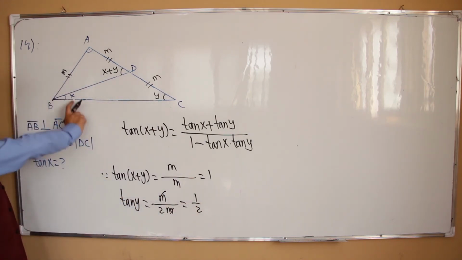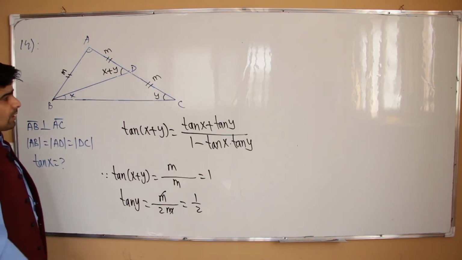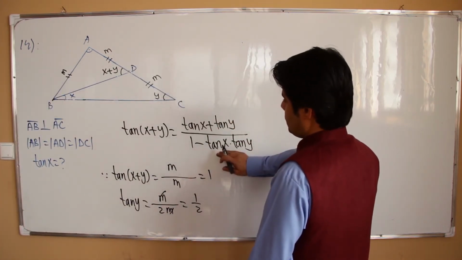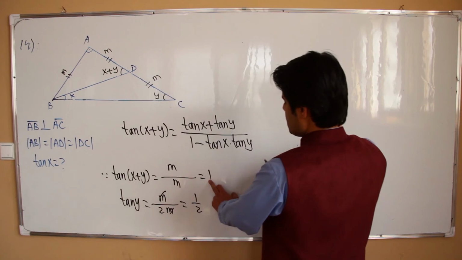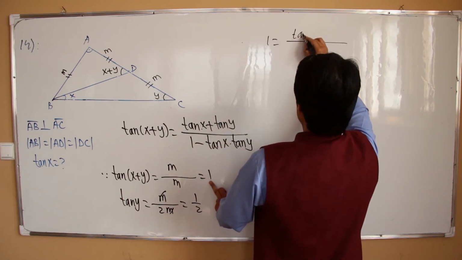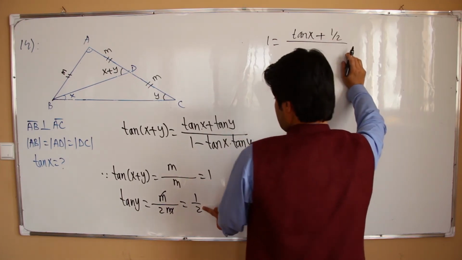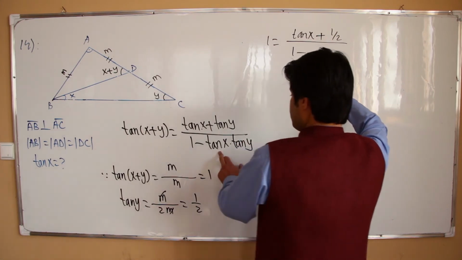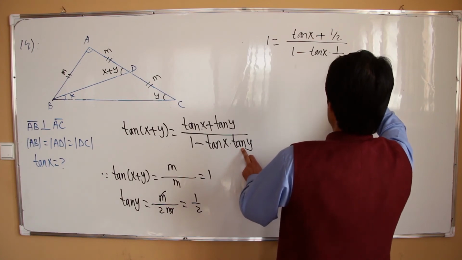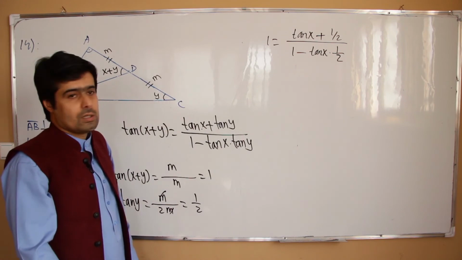If I want to define tangent of x, x is not located in a right angle triangle, hence we cannot define tangent of x directly. So we have to find tangent of x from this formula. Tangent of x plus 1, this one is 1, is equal to tangent of x, we don't know, plus tangent of y, it is 1 by 2. Am I right? Over 1 minus tangent of x, we don't know, and tangent of y, 1 by 2. I think it is solved.